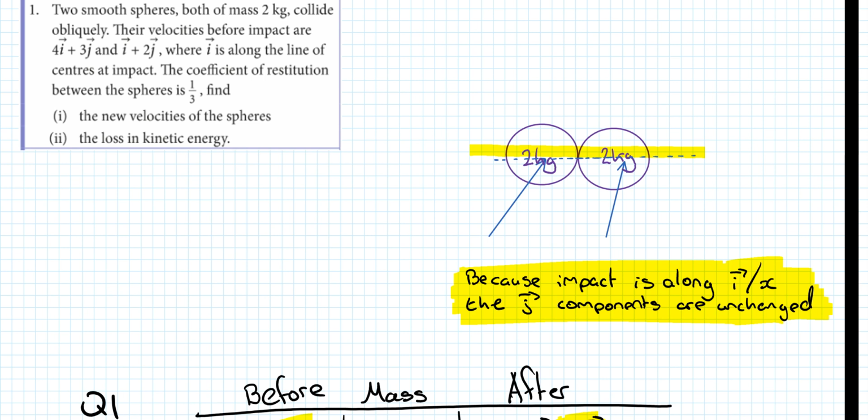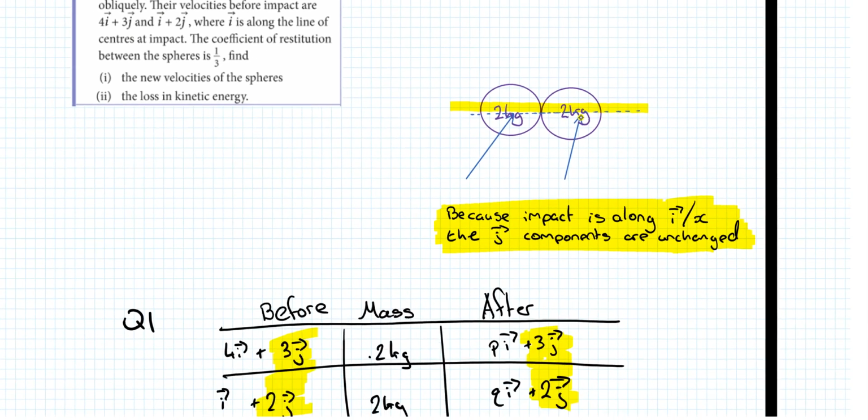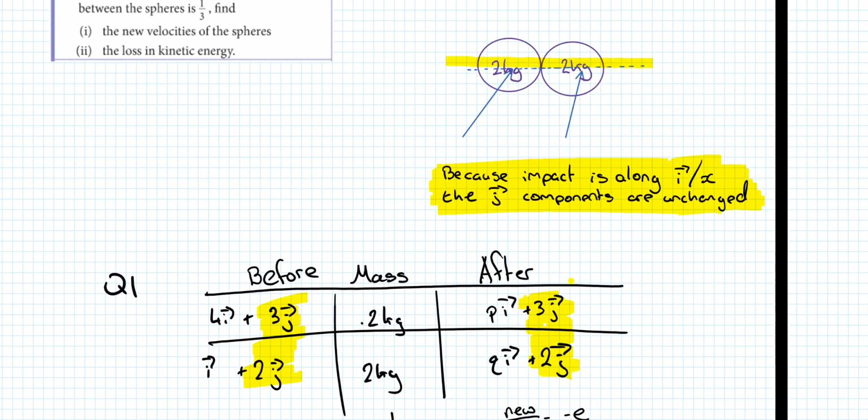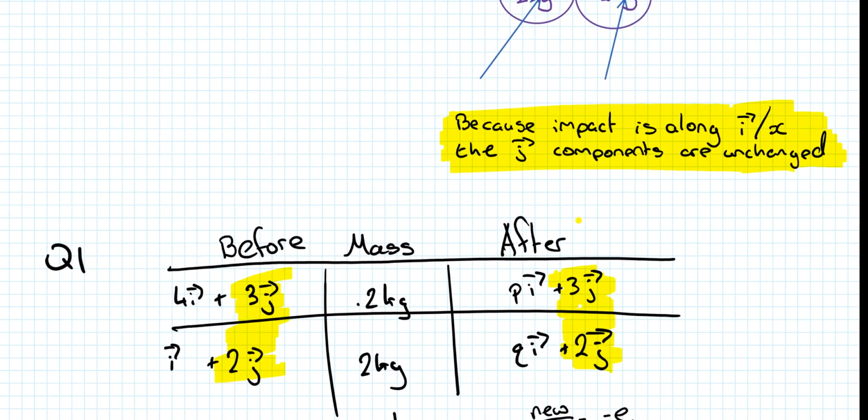unchanged. So let's lay out what we know as facts then. We know that their velocities before are 4i plus 3j and i plus 2j. We know they collide along the i-axis, so that means their j components remain the same. So the only things that are going to change are their i components. They're the only things that change.